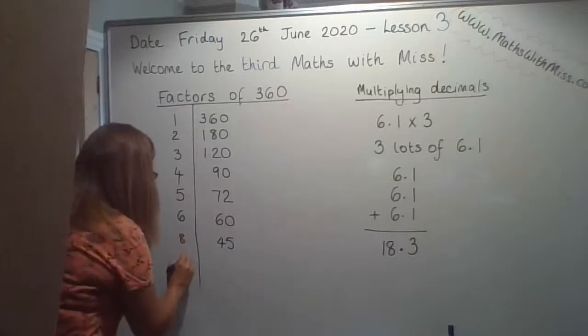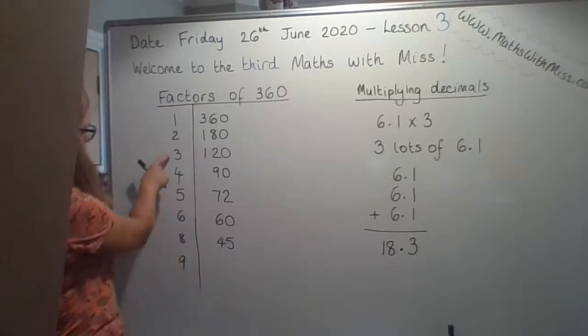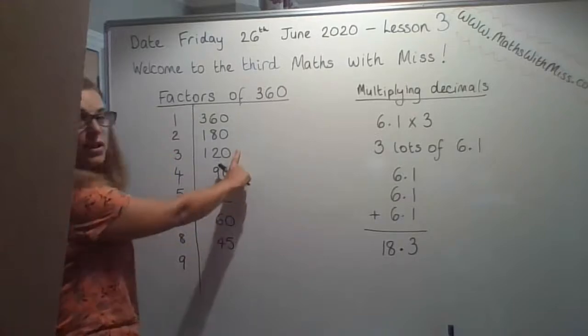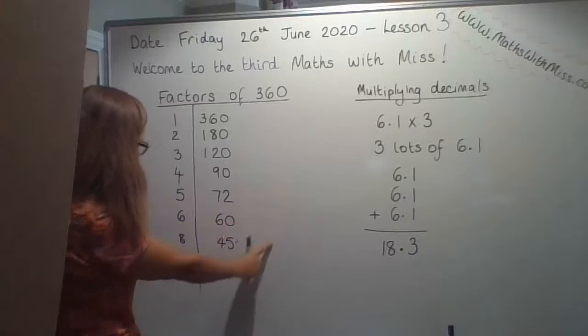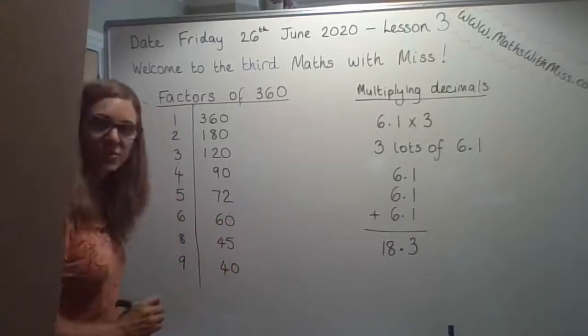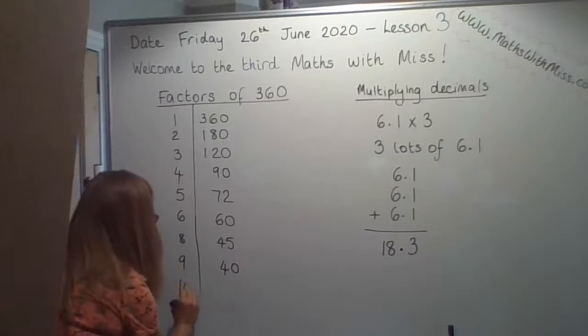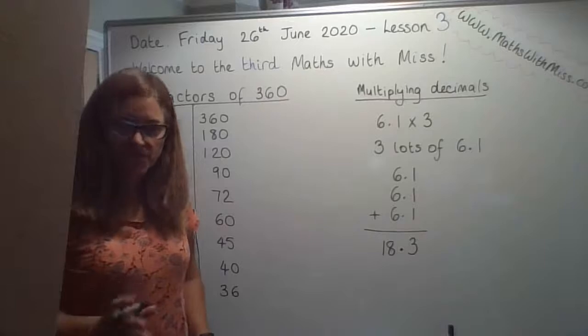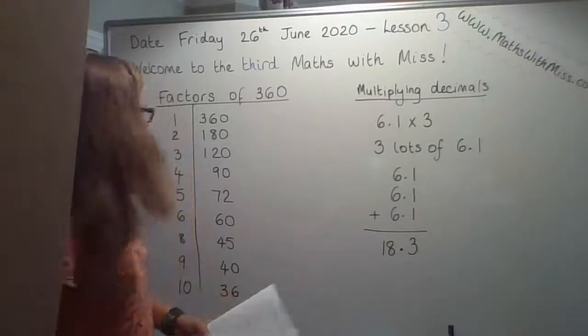Okay, let's try 9. So 9 is 3 times 3. Can I divide 120 by 3? Well, luckily I can, and it gives me 40. We already mentioned that 10: 10 times 36. 11 is not a factor, so we can leave that one.